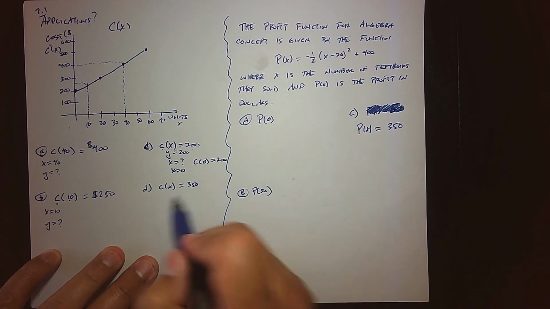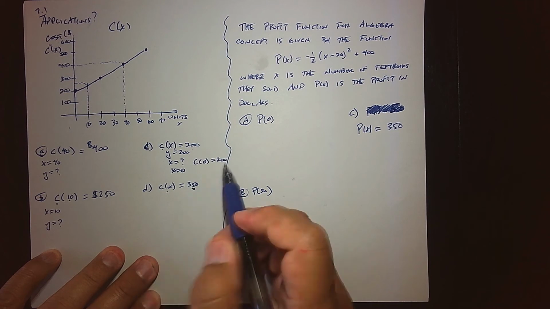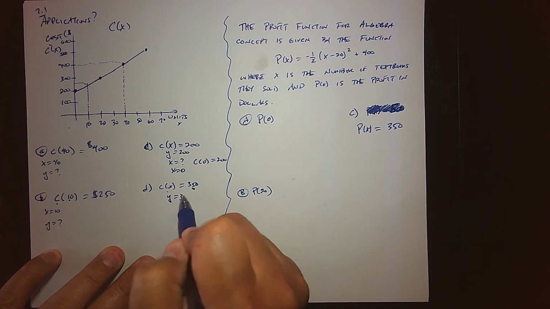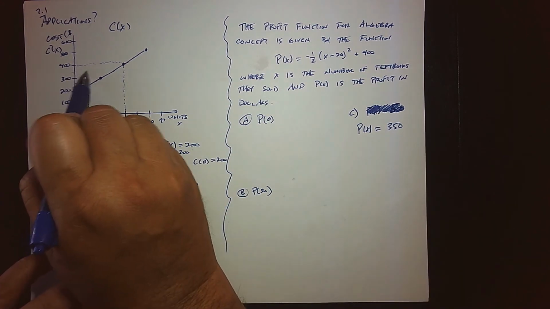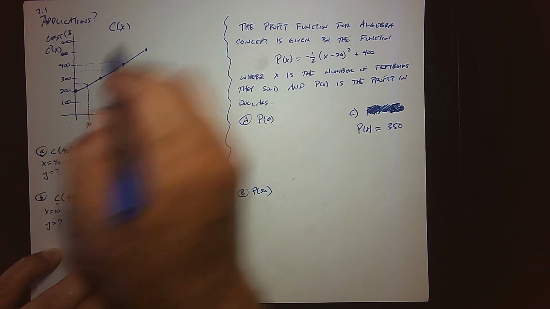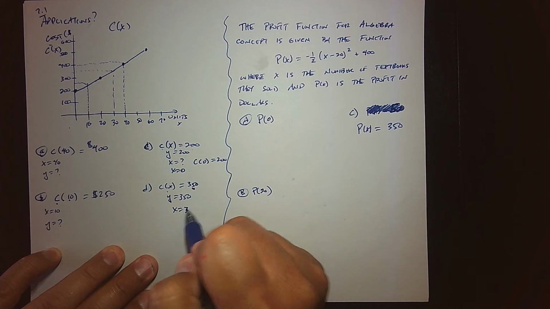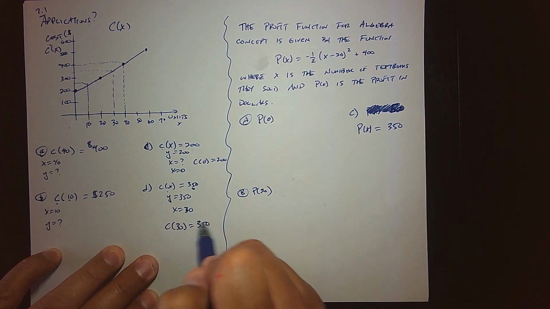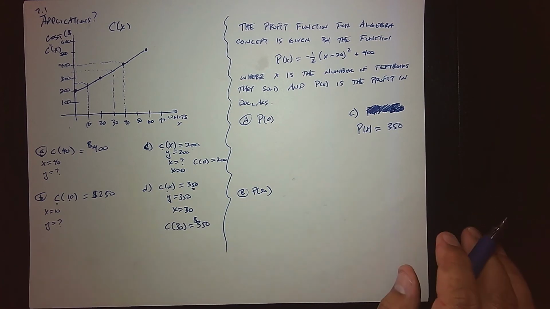All right, c of x equals 350. Again, be very careful. We're not saying x equals 350. We're saying y equals 350. So I'll go to my grid and just kind of best I can. And I don't know about you guys, but it looks like x equals 30. Or c of 30 equals $350. So that's using function notation in an application, in this case, a cost application.